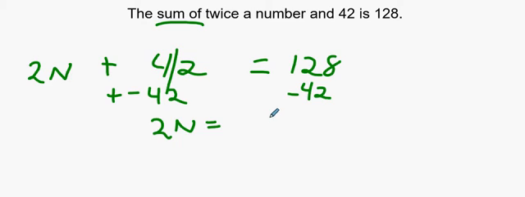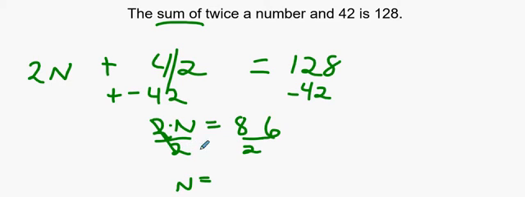Subtract this out. 128 minus 42 is 86. How do I get n by itself to finish? How can I undo this multiplication? I can undo that by dividing both sides by 2, right? Cancel the 2's. n is by itself. Divide 86 in half.